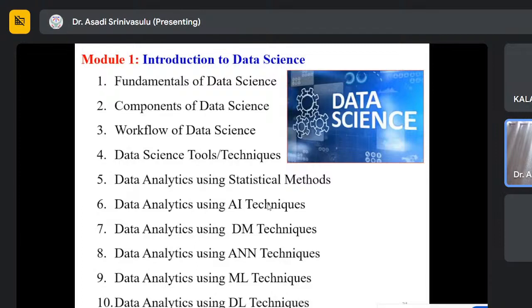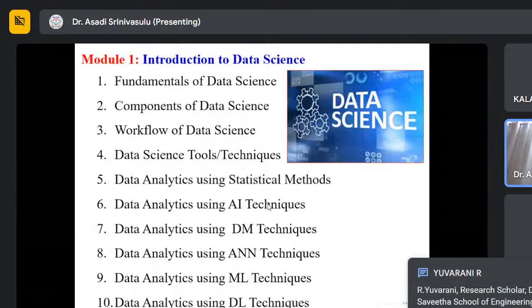I have explained already the fundamentals, components, workflow of data science, and what the tools and techniques are. Then the AI techniques in order to perform data analytics using statistical methods like linear regression, nonlinear regression, logistic regression, etc. Data analytics using AI techniques like the A-star algorithm and various statistical AI ML techniques we are integrating in these AI techniques. Data analytics using data mining techniques like classification, clustering, association rule mining, outlier detection, etc. And data analytics using artificial neural networks, which is a classification technique. Here we are using various hidden and input layers and various activation functions in order to predict and detect any data.